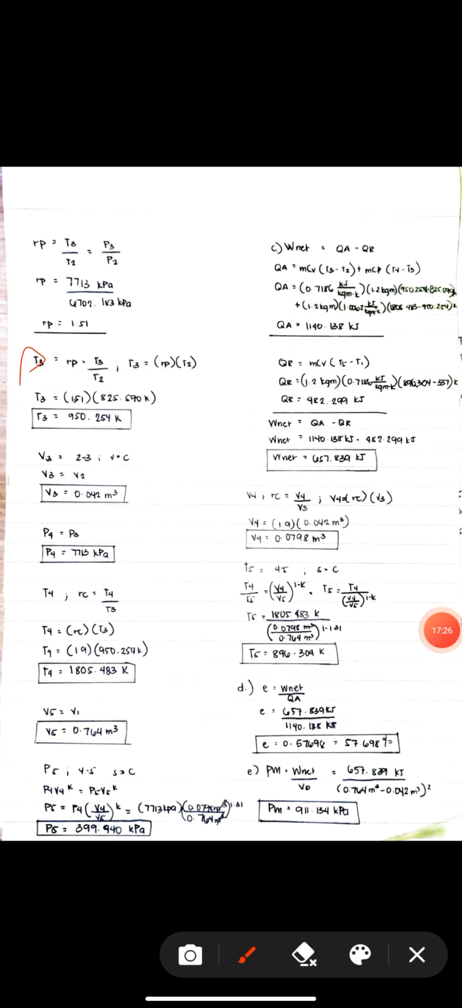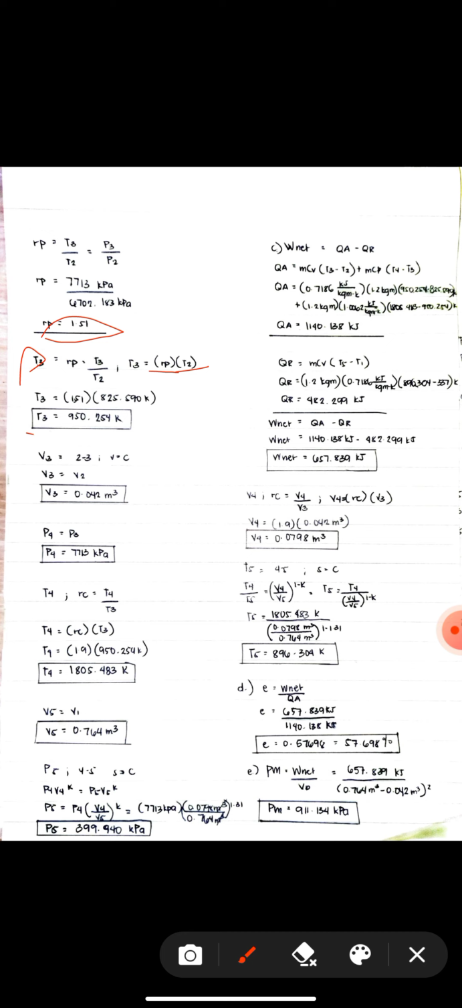For the T3 naman, RP equals T3 over T2. So, meron tayong T2. So, kukunin natin yung ating RP. RP equals T3 over T2 equals P3 over P2. So, ginamit dito is P3 over P2. So, RP equals 7713 kPa over P2 natin na 6707.183 kPa. So, yung RP natin is 1.51. So, yung T3 natin is equal siya sa RP times T2. So, T3 equals 1.51 times T2 natin na 825.590 Kelvin.